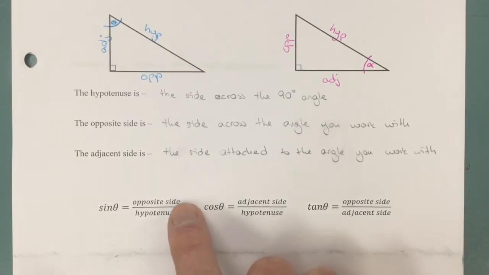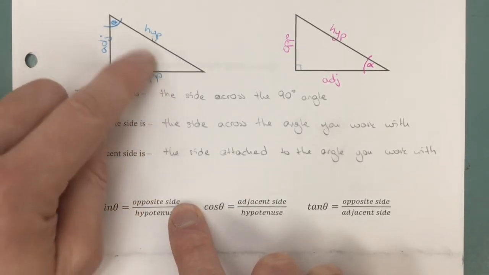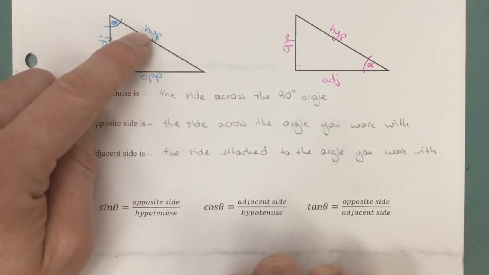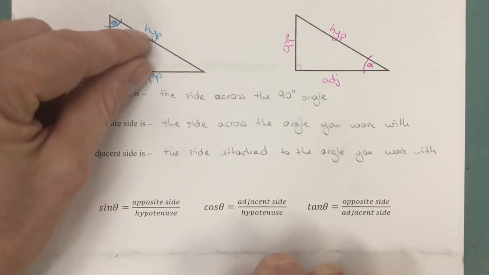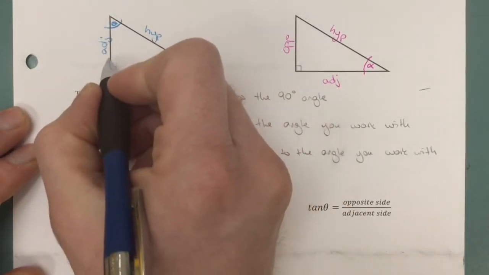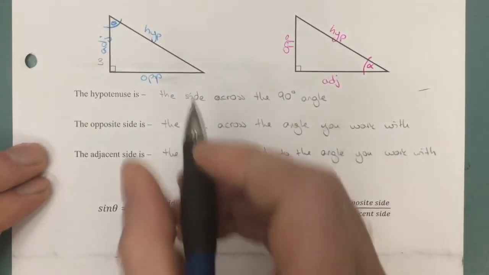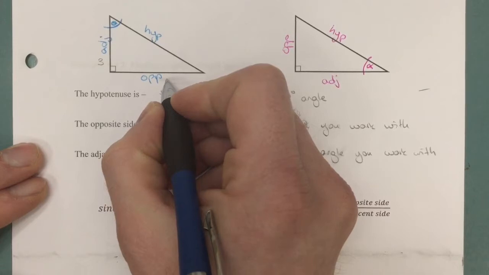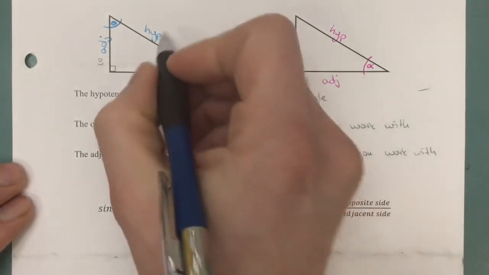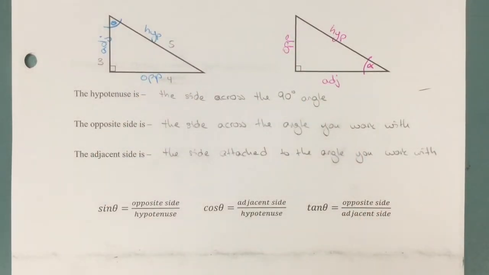When I take the opposite side and divide it by the hypotenuse, let's go with a right triangle here. If I take the opposite and divide it by the hypotenuse, I get some kind of ratio. To make this a little easier, let's say that this side is 3 units long, this side is 4 units long, and this side here is 5 units long.